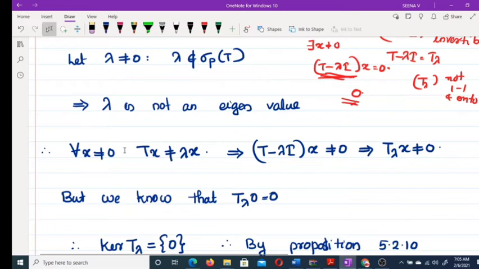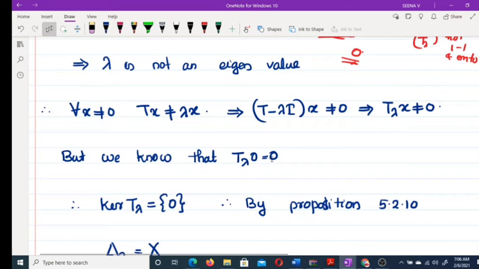Lambda is not an eigenvalue means for every x not equal to 0 we get T minus lambda I x not equal to 0. That means Tx is not equal to lambda x. Sorry, for every x not equal to 0, Tx not equal to lambda x. That means T minus lambda I x not equal to 0. That means T lambda x not equal to 0. Therefore, for every x not equal to 0, T lambda x is not equal to 0. But we know that T lambda 0 equal to 0. Therefore, if you take any x not equal to 0, then T lambda x is not equal to 0.